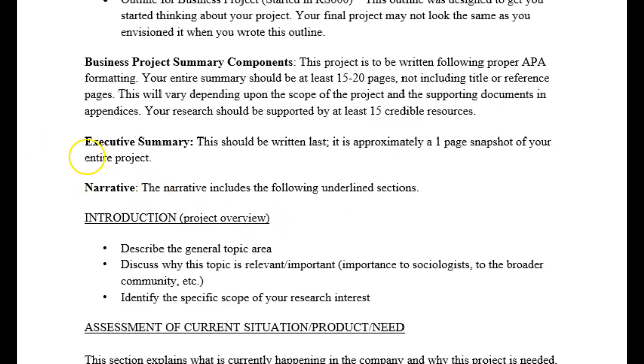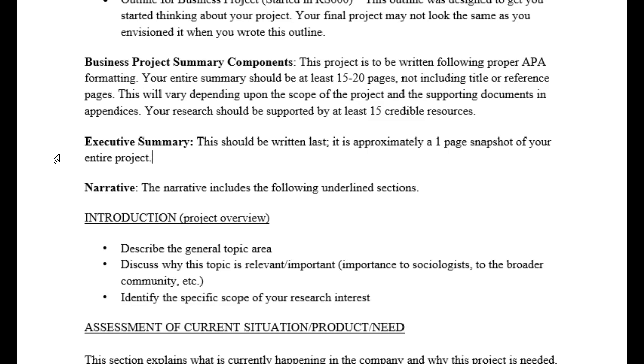So what should be the first thing that I see? I should see an executive summary. Now, typically this is written last. So you'll probably write it this week, since this is the week that your assignment is due, so everything should be pretty much polished by now. It should be about 1 page.